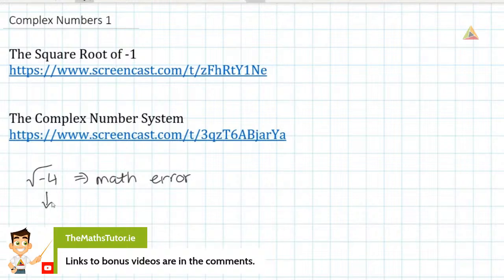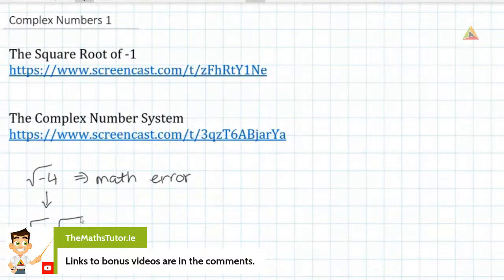When we have a square root, we can always split it up into square roots of the things that are inside the square root. What I mean by that is here I've got a -4 under the square root, and that's the same as 4 times -1. The square root of 4 I'm able to find on my calculator, that's 2. But the square root of -1 I can't find on my calculator.